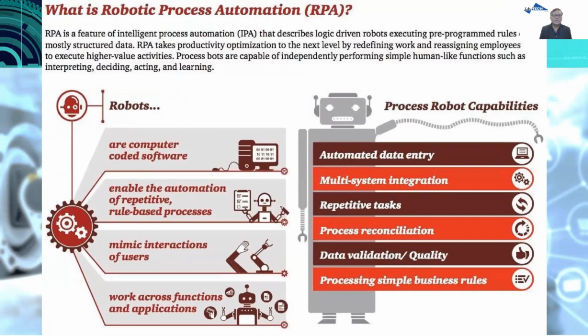The next slide will explain how RPA, or robotic process automation, really works. So take a look. RPA is a feature of intelligent process automation, or IPA, that describes logic-driven robots executing pre-programmed rules on mostly structured data. RPA takes productivity optimization to the next level by redefining work and reassigning employees to execute higher value activities. Process bots are capable of independently performing simple human-like functions such as interpreting, deciding, acting, and learning.